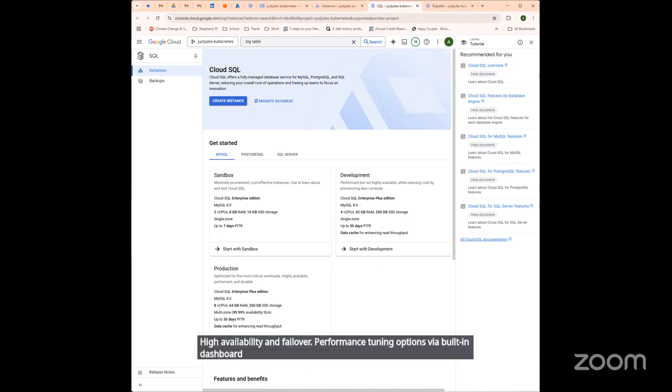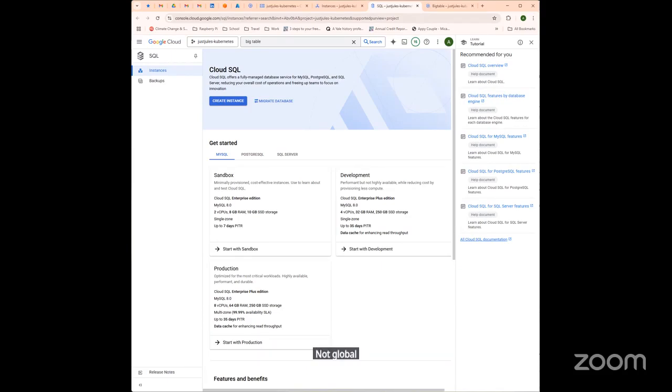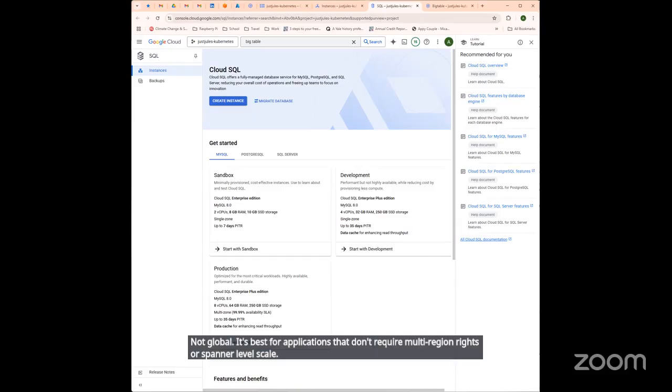So for the exam, remember Cloud SQL is regional, not global. It's best for applications that don't require multi-region writes or Spanner-level scale. Spanner handles the global. Remember that.